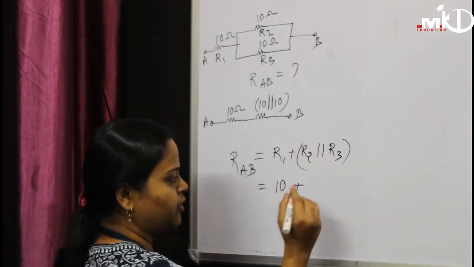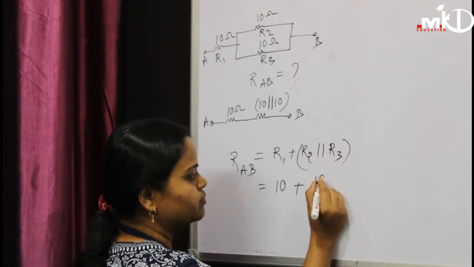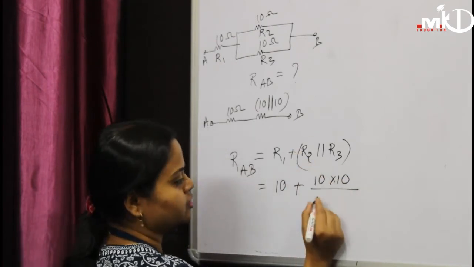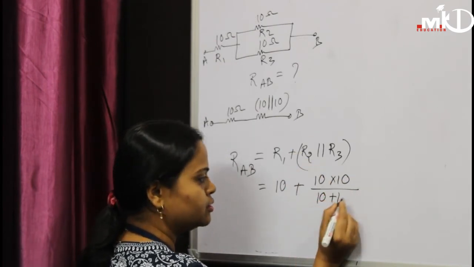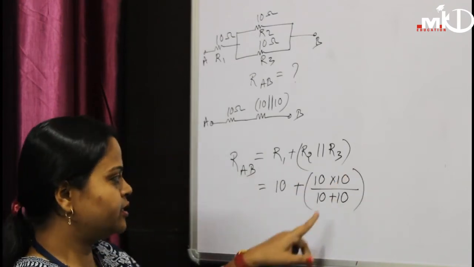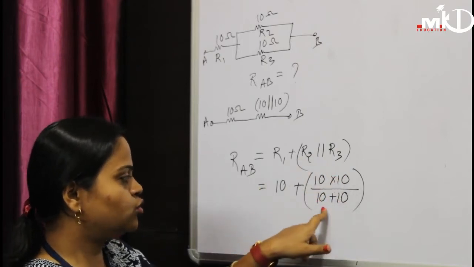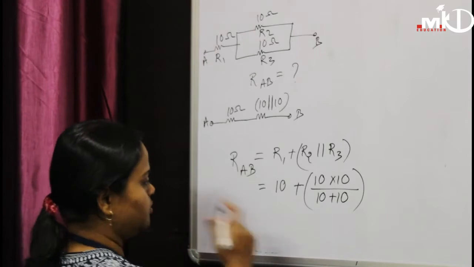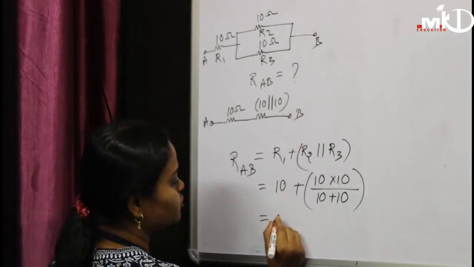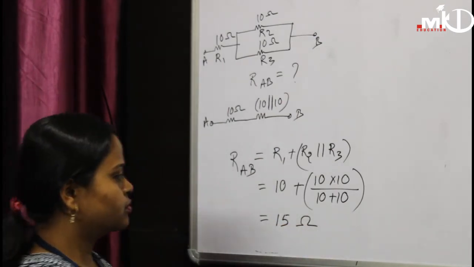In case of a parallel combination, the total equivalent is R2 into R3, means 10 into 10, divided by R2 plus R3, means 10 plus 10. 10 into 10 divided by 10 plus 10. R2 into R3 by R2 plus R3. Then the total equivalent resistance of this circuit must be 15 ohm. This is the answer.